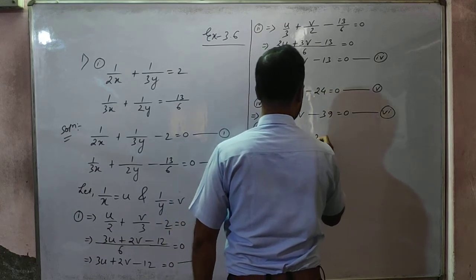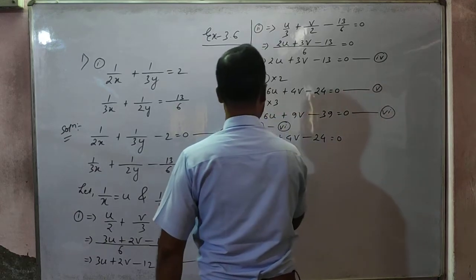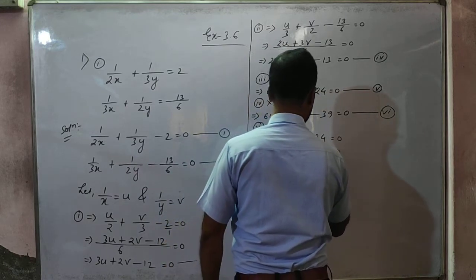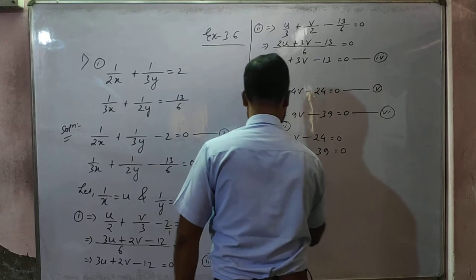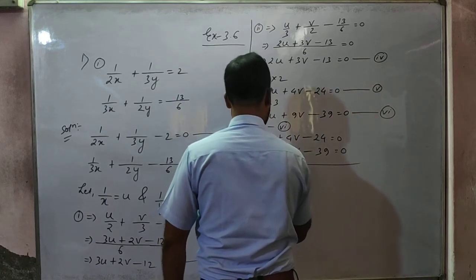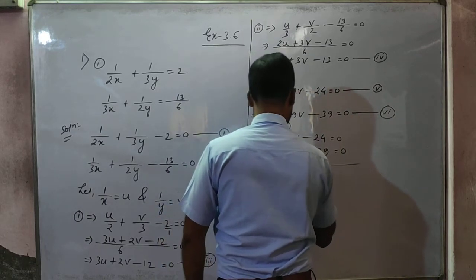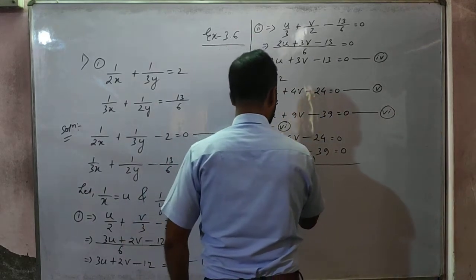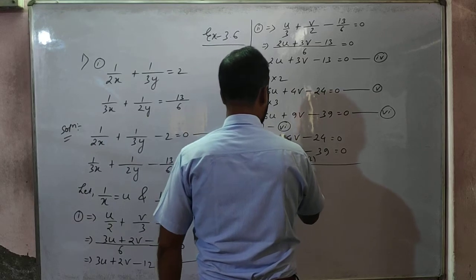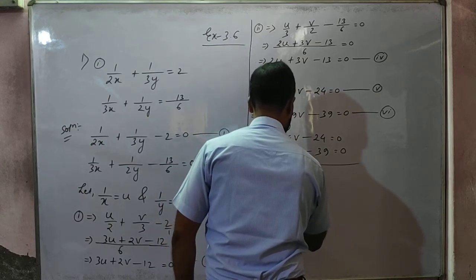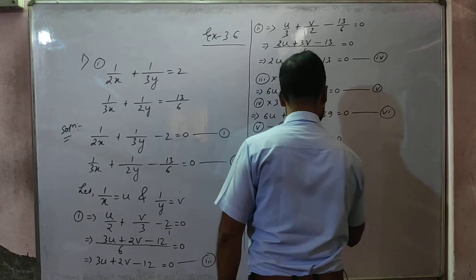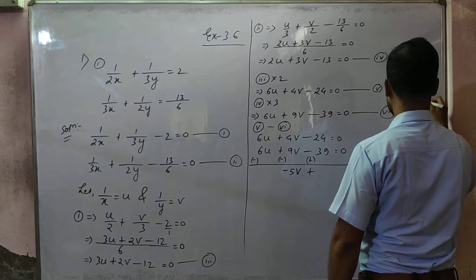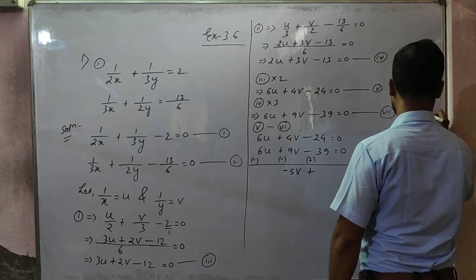6u plus 4v and 6u plus 9v. 4 minus 9, 4 minus 9 is minus 5v.